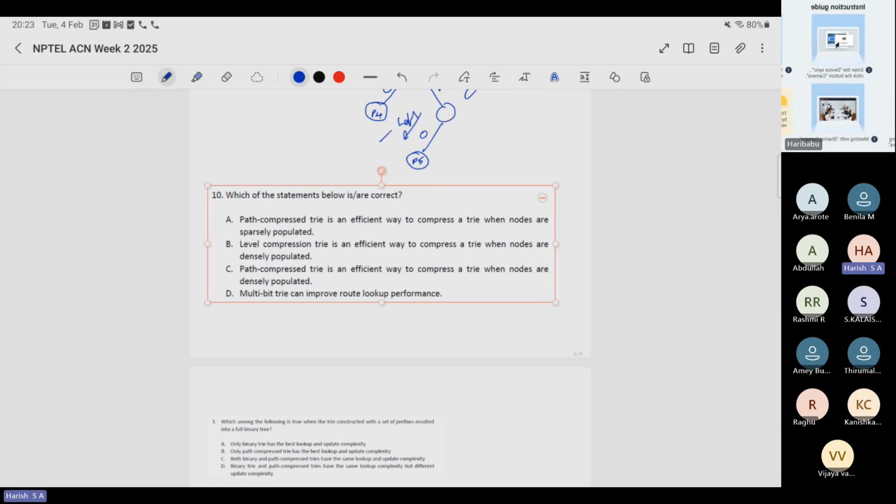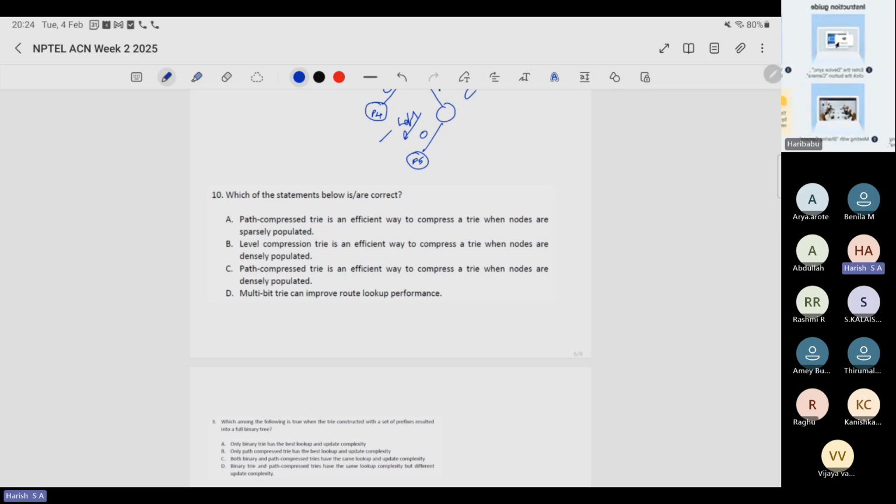Okay, so this question is directly from the videos. So we have mostly looked at path compressed trie, right? So there is also something called multi-bit trie and level compression trie. This session is too short for us to look deeply into level compression and multi-bit trie, right? So which of the following statements is or are correct?